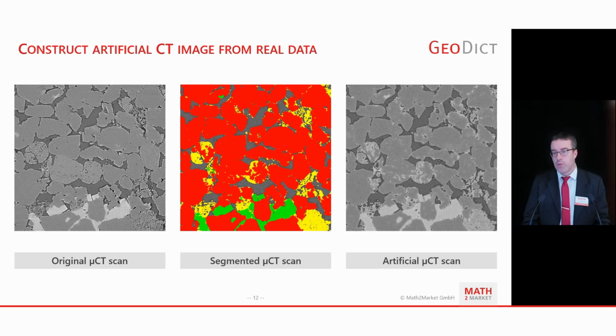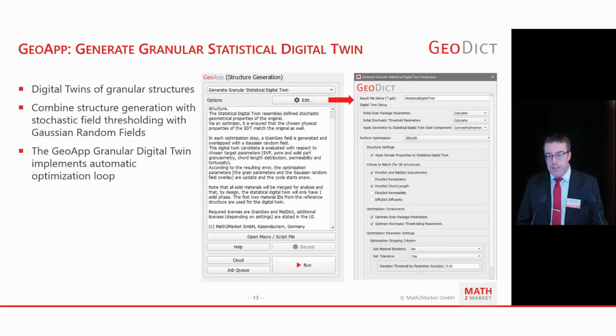It's actually possible too. A macro of a GeoApp can call another GeoApp. It's just your workflow done in a scripting language. Okay. Another one in terms of the structure generation part would be the generation of a granular statistical digital twin.